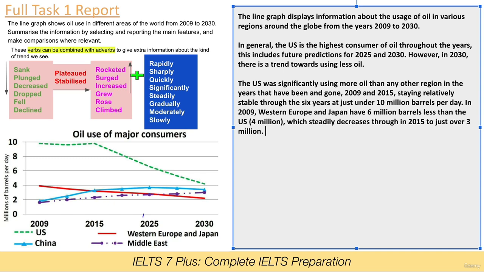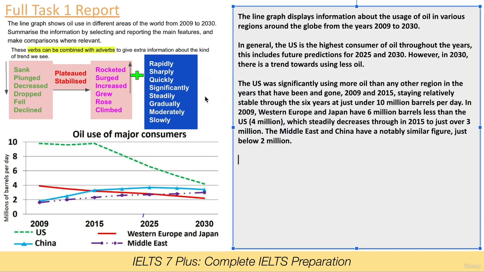Okay, so we don't want to talk about everything, so maybe we could just mention that the Middle East and China start at a very similar point in 2009. The Middle East and China have a notably, that's a nice way of saying interestingly, notably similar figure, just below 2 million. Okay, let's read this back and see how we're doing.